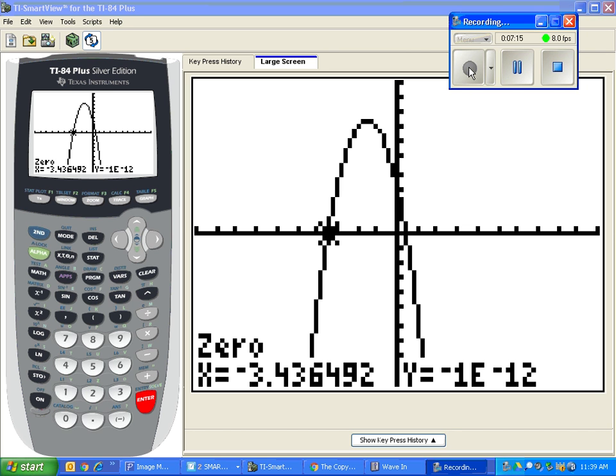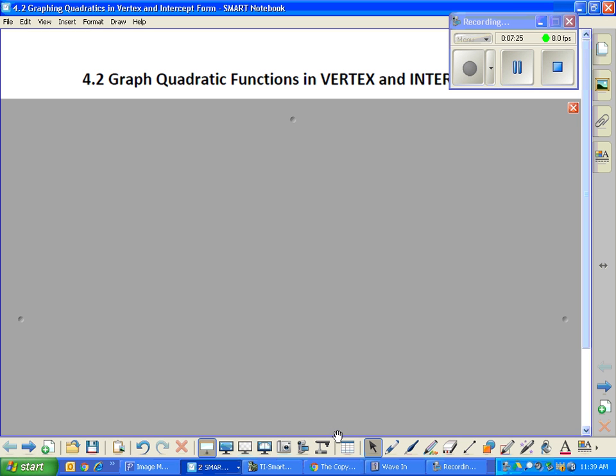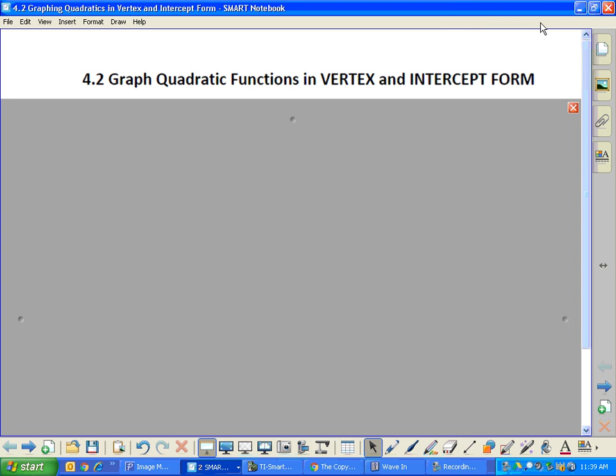So what we're going to go ahead and do right now is we're going to segue into today's lesson. You had a little bit of a warm-up that maybe you got a chance to take a look at. With respect to section 4.2 in your notes, graphing quadratic functions in vertex and intercept form.